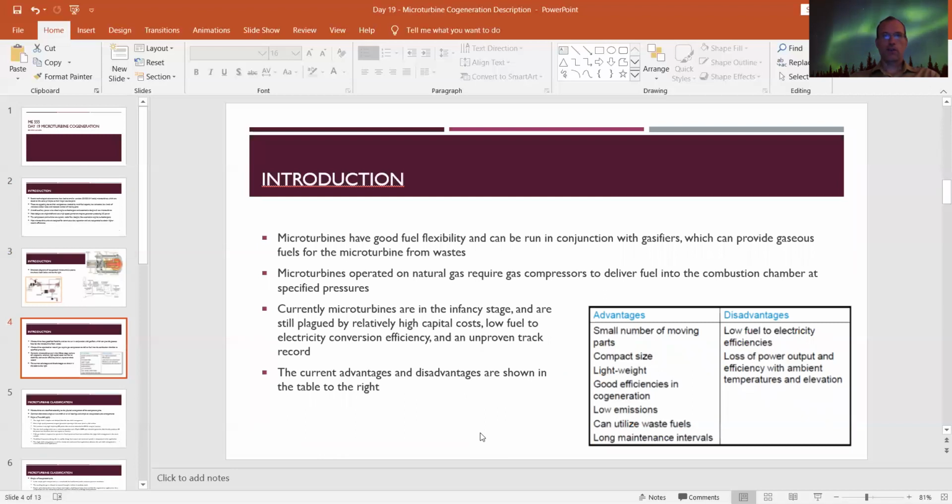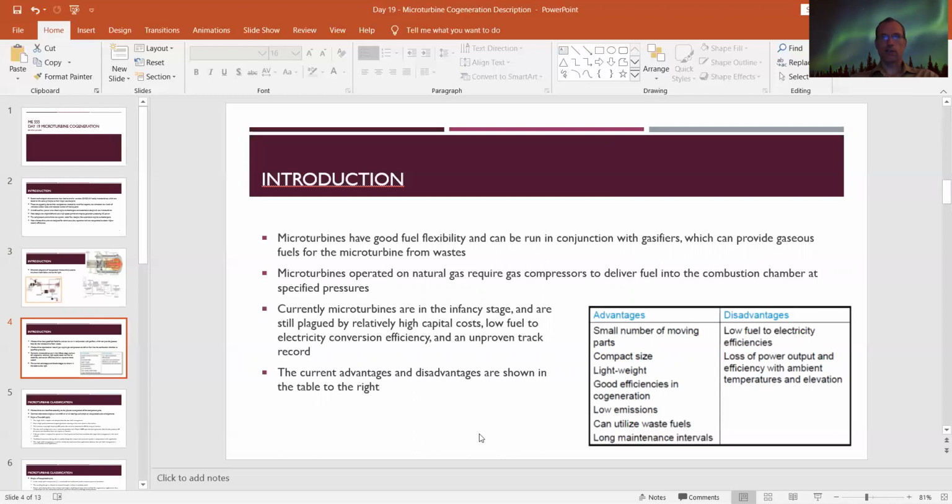As mentioned, these have good fuel flexibility. You can use almost any fuel you want: diesel, gas, natural gas, biomass. They can run in conjunction with gasifiers, which can provide gaseous fuels, which is what you need. Any microturbine operated on natural gas is going to require a compressor to deliver the fuel into the combustion chamber. The air in the combustion chamber is at a relatively high pressure from the compressor, and so you're going to have to make sure the gas is at a fairly high pressure as well to get in there.